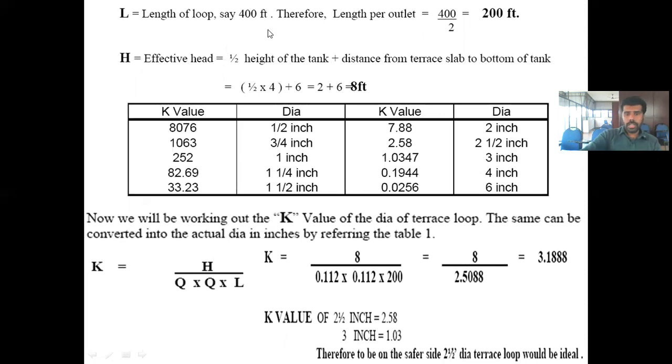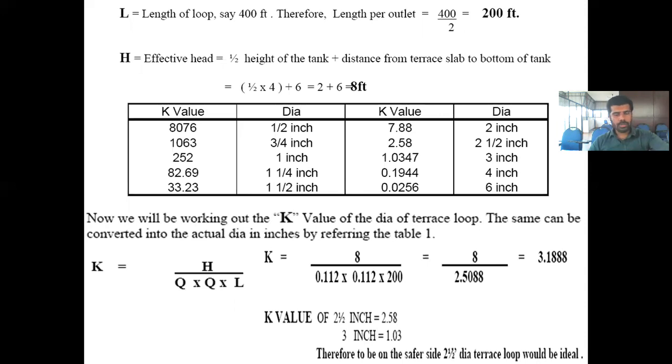Okay, we are now dealing with domestic only. Okay, domestic loop only. We are trying to find the diameter of the domestic loop only. So just imagine that the length of the domestic loop, let it be 400 feet. So to the one side. Okay. So the length per outlet. So just imagine one outlet is being taken to this and another outlet is being taken to this. Okay. That is the two outlets. One outlet will be taken and fixed there, and another outlet will be taken and fixed there.